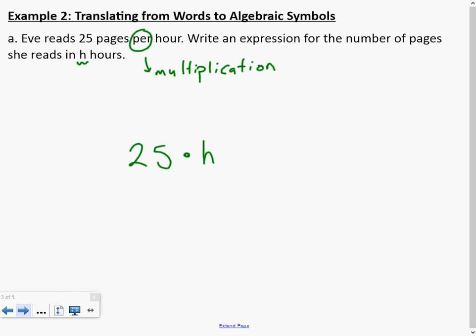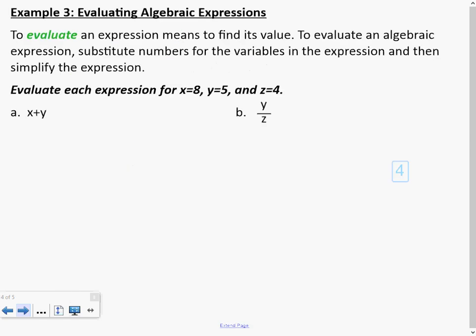Now, when we plug in numbers for variables like that, we call it evaluating. So to evaluate an algebraic expression, we're going to do what I just did. We're going to take values for whatever variables we have. We're going to substitute or plug those values in to the expression and then simplify. So you'll see here that we are given a value for x, y, and z. For my first expression here, I have just x plus y. So I'm going to take the x value of 8, the y value of 5, and substitute those into my expression.